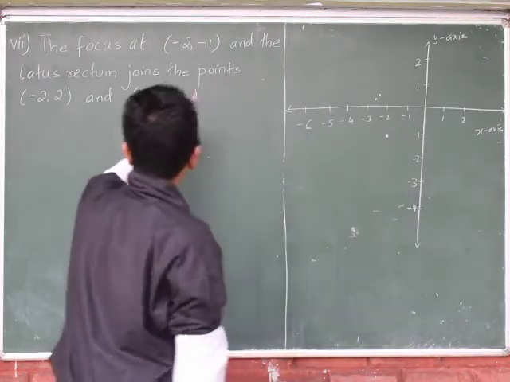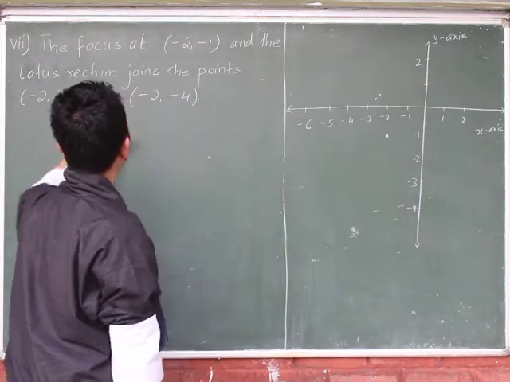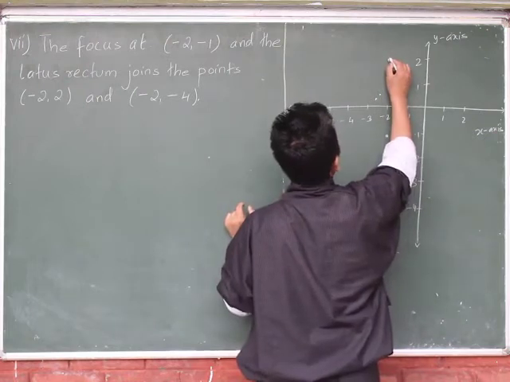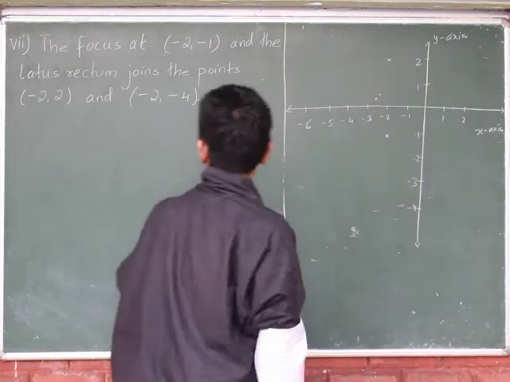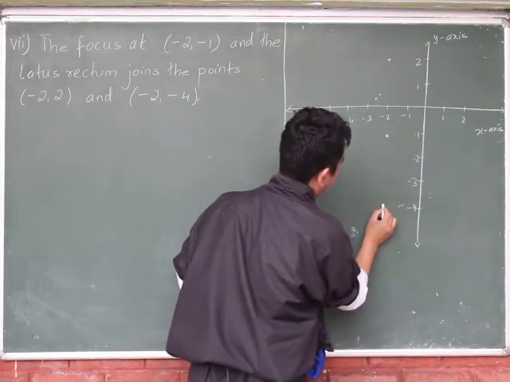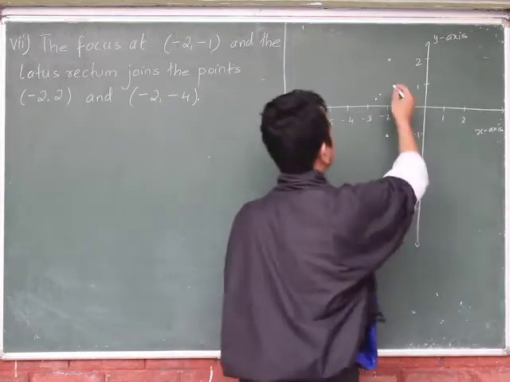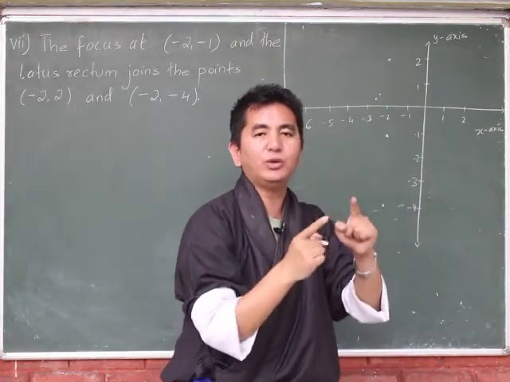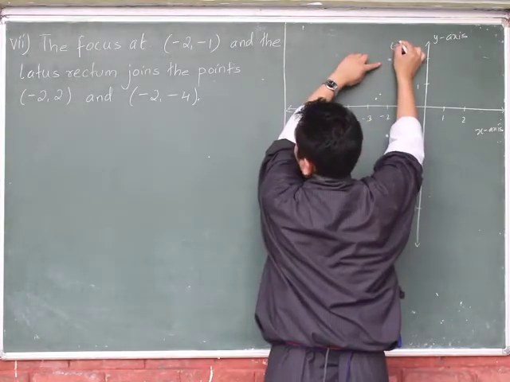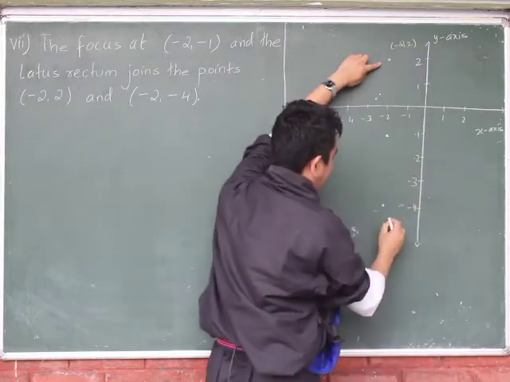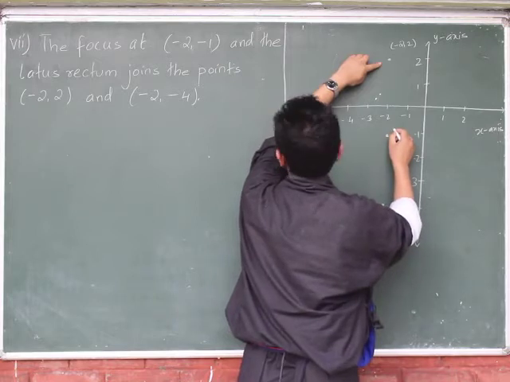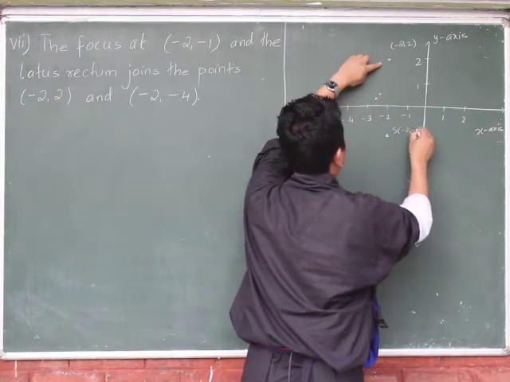And then there is one latus rectum which is joining these 2 points. One point is (-2, -2), somewhere here, let me write, (-2, -2). And another one is (-2, -4), somewhere here. Let me draw the latus rectum, because this is the latus rectum which is joining the 2 points. One is (-2, -2), another one is (-2, -4), and we have this focus which is (-2, -1).